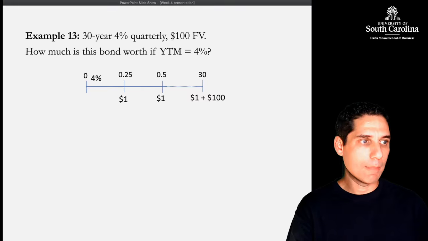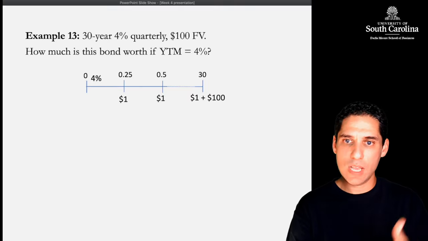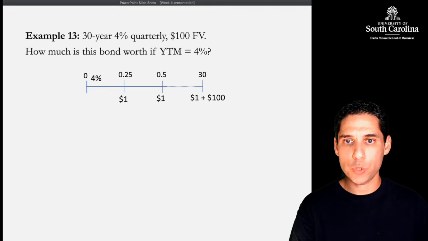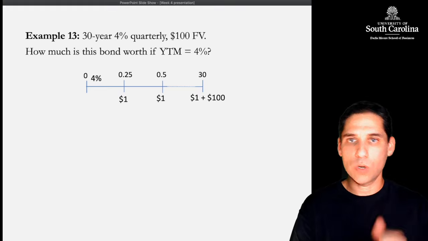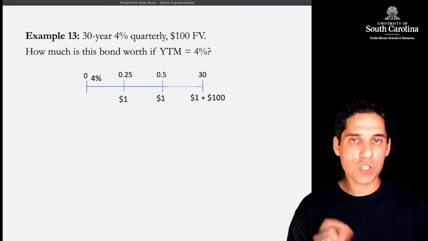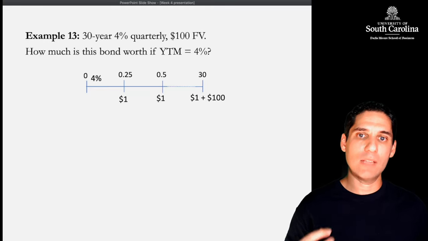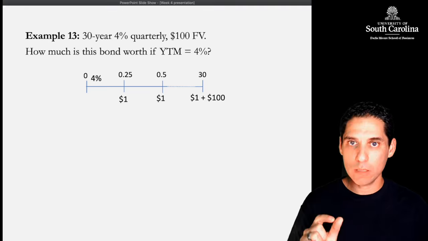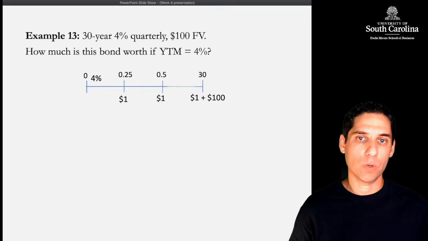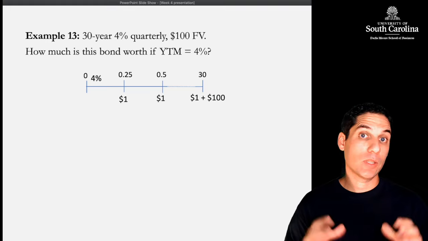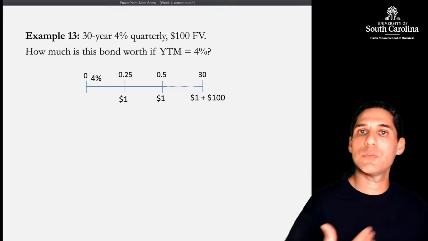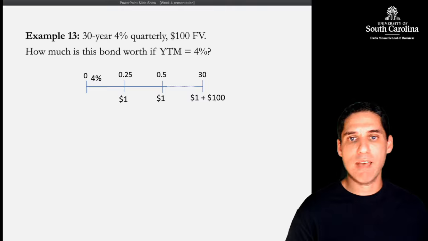So we can draw the timeline. You don't have to, but now this is quarterly, so it's nice to show. On the left top, we have the discount rate, which is the yield to maturity, 4%. And then one quarter from today, so 0.25 years, we have the first coupon payment. Now, how much is each coupon payment? 4% of 100 is $4 per year. Quarterly means divide that by 4, so each coupon payment every quarter is $1. And there are going to be 30 times 4, 120 of these. And in 30 years, we're going to receive the last coupon payment and then the face value of 100.